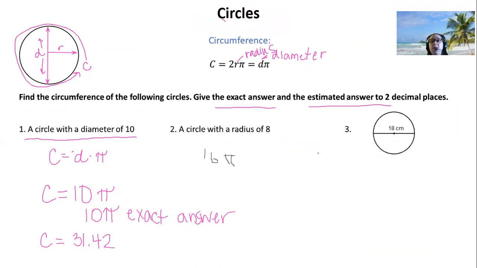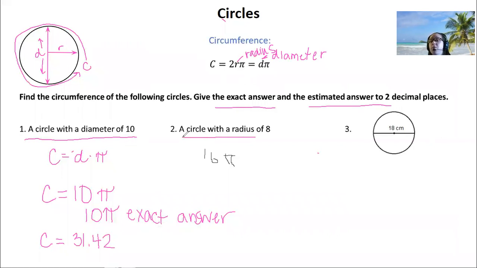Ooh, look at this. Someone's got this one on there. A circle with a radius of 8. So that one has a radius. So what formula are we going to use for that one, since we are given a radius?